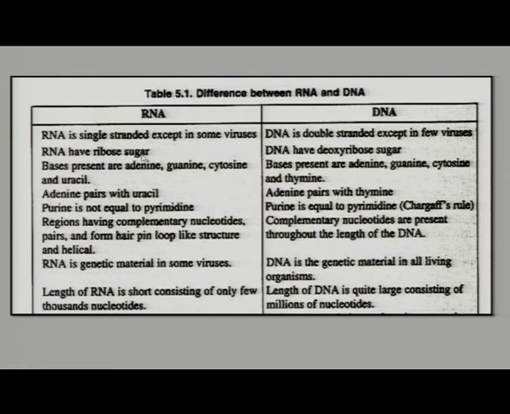As I already told you in the last slides, RNA has ribose sugar, that is why RNA is called ribonucleic acid, and DNA has deoxyribose sugar, that is why DNA is called deoxyribonucleic acid. Adenine pairs with uracil in the case of RNA, and in the case of DNA, adenine pairs with thymine.